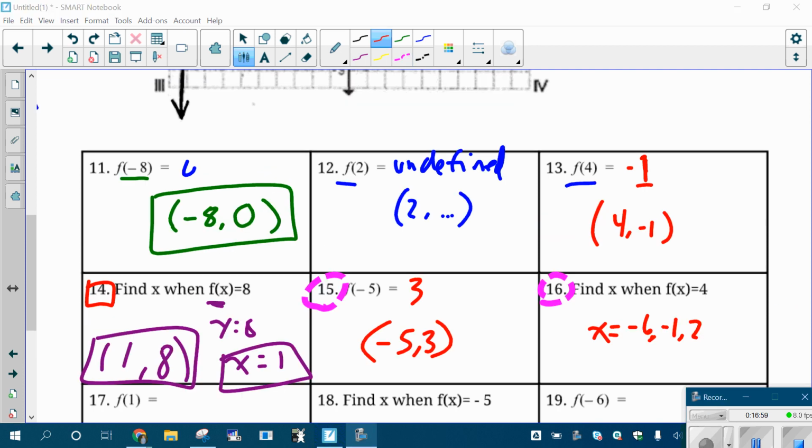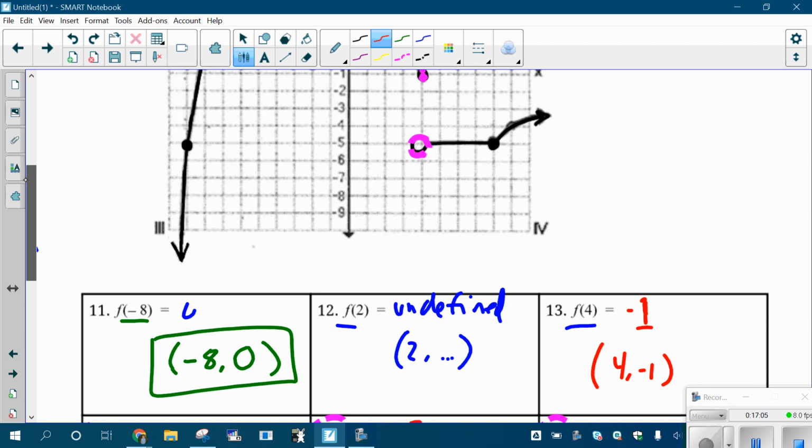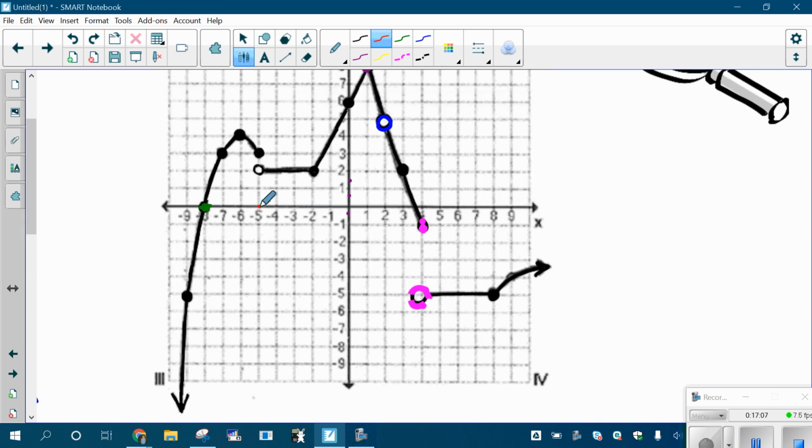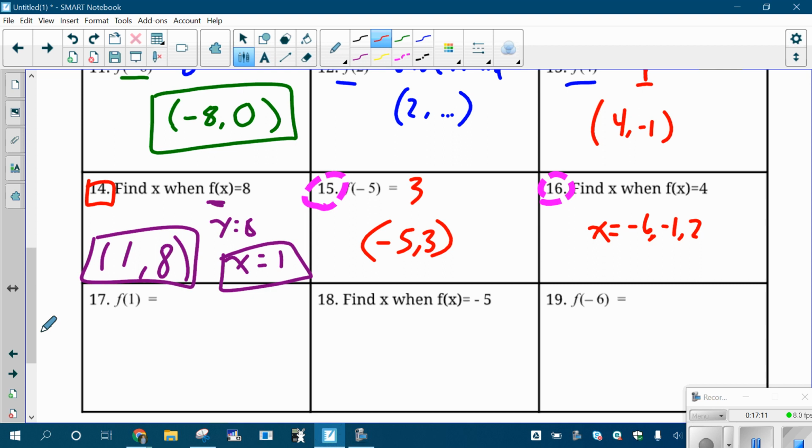Okay? For 15, when you input -5, what do you get out? You get out y as -3. Okay? So make sure you're looking here. X is -5. What's the y? Use the filled in one. So your y is -3. Hope that one wasn't too bad. 16 is a little tricky.